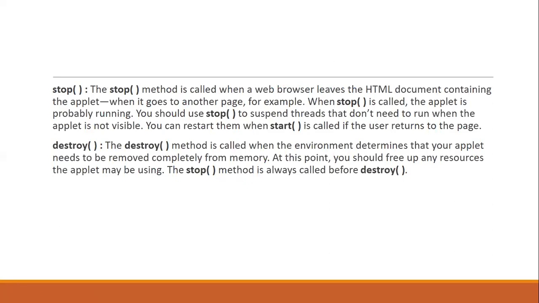The stop method is called when a browser leaves the HTML document containing the applet. So it is possible when it goes to another page, for example. Say I am running an applet and I'm jumping to another web page. So the stop method is invoked. When I come back, the start method is invoked and the applet begins its execution. So whenever you leave the web page which contains the applet, your stop method is invoked.